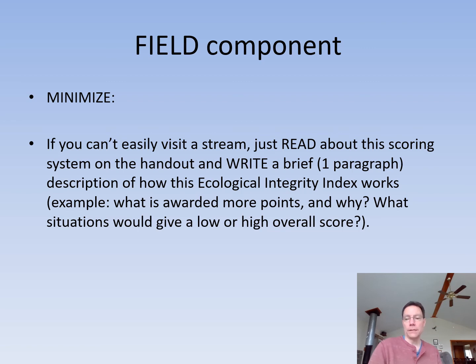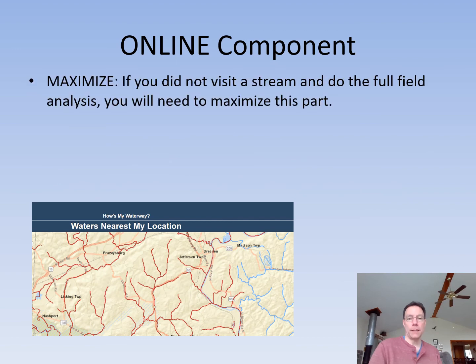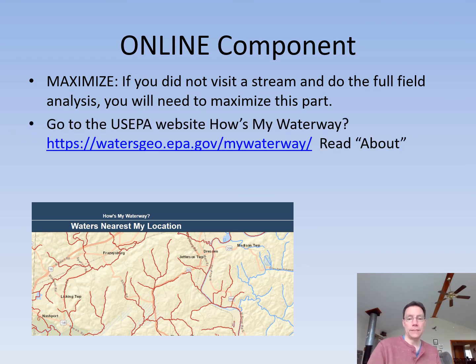The other part to this is an online component. And for this, I'm going to have you look at a website called How's My Waterway that the US EPA has put together. So if you want to maximize this, in fact, if you didn't go to visit a stream in person, you will need to maximize this part. And the way you'll do that is you're going to visit this website called How's My Waterway. I bet you can just Google How's My Waterway, but there's the URL if you want it.